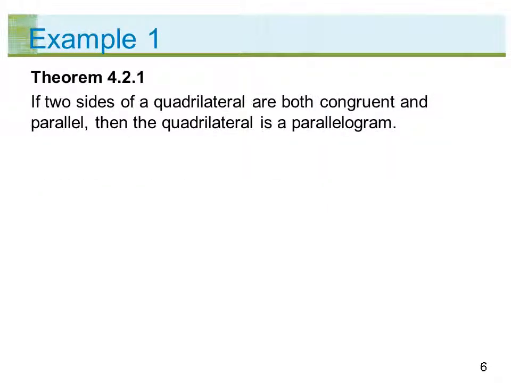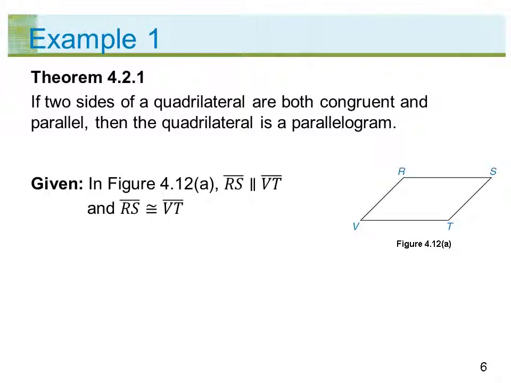Theorem 4.2.1. If two sides of a quadrilateral are both congruent and parallel, then the quadrilateral is a parallelogram. Given in figure 4.12a, segment RS is parallel to segment VT, and segment RS is congruent to segment VT. Prove RSTV is a parallelogram.